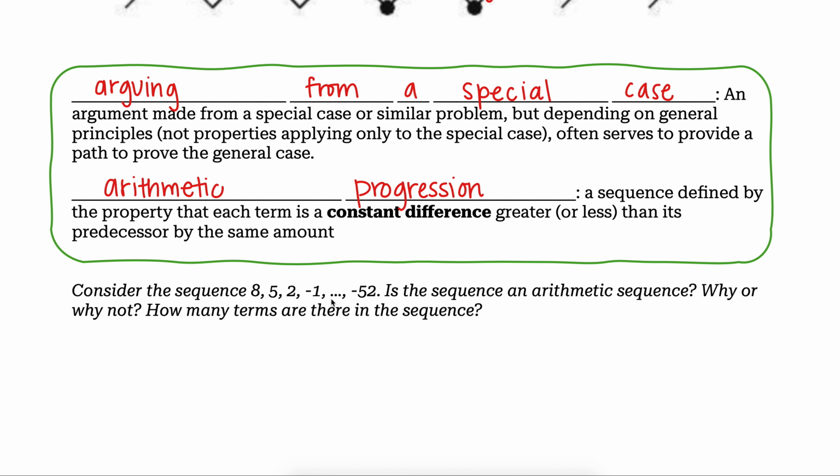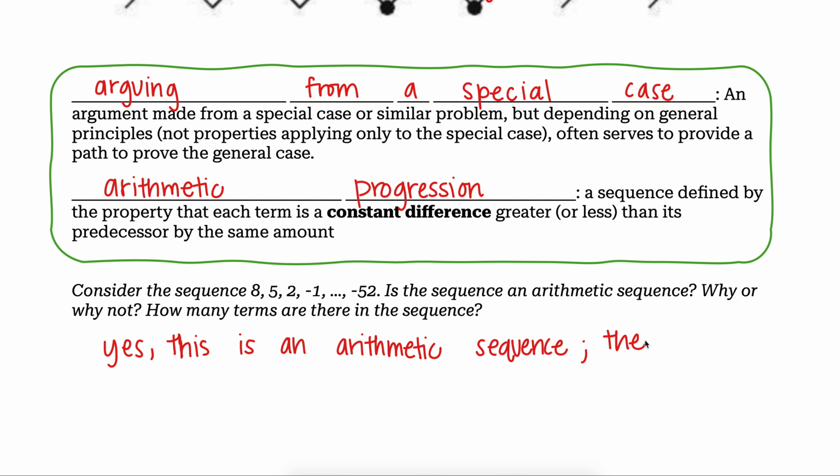If you wanted to, you could write out all of the numbers in the sequence from 8 to -52. There's not an overwhelming number in this sequence that you couldn't write them out. But there is a shortcut to find the number of terms in the sequence. So again, yes, this is an arithmetic sequence. The constant difference in this case is a -3.